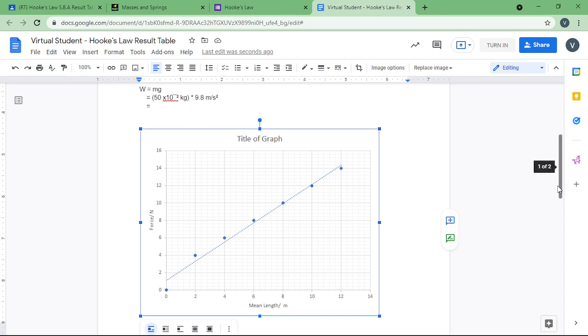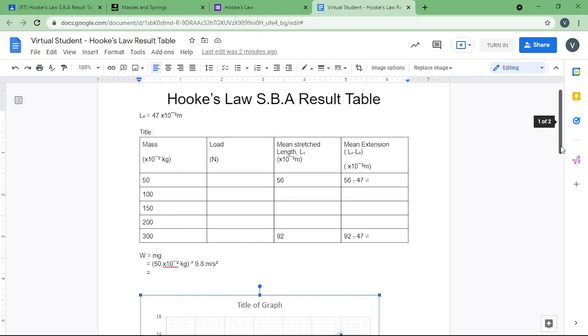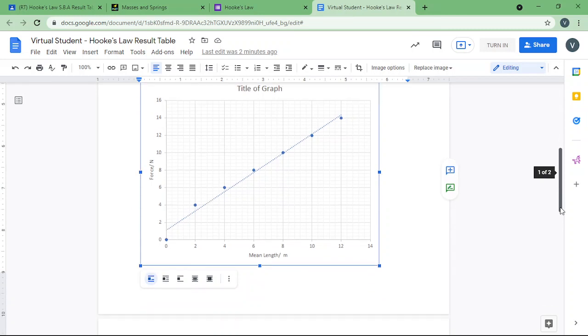Okay, so that's basically the Hooke's law SBA result, just in a nutshell. And this is taken from the Physics 3rd edition, Macmillan.